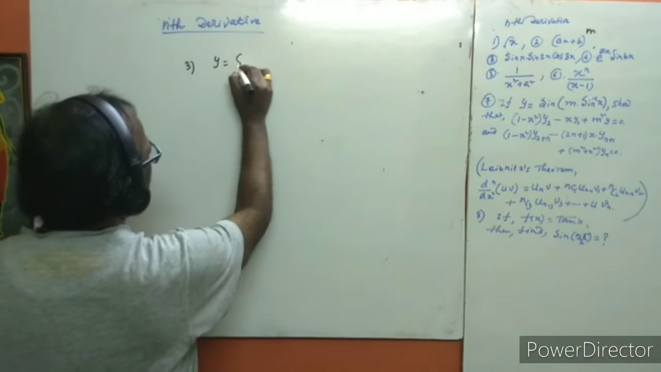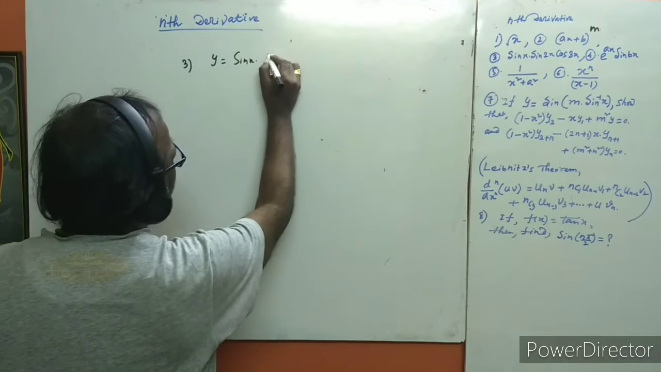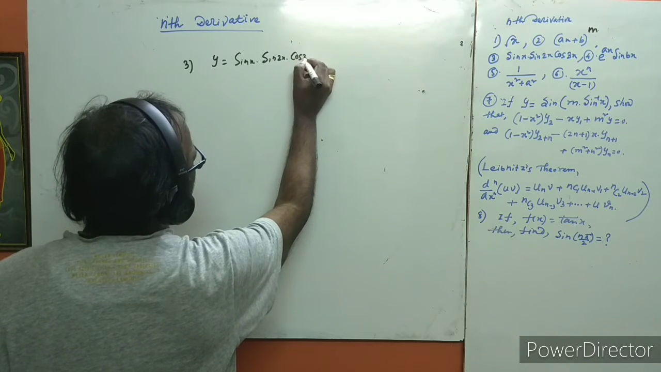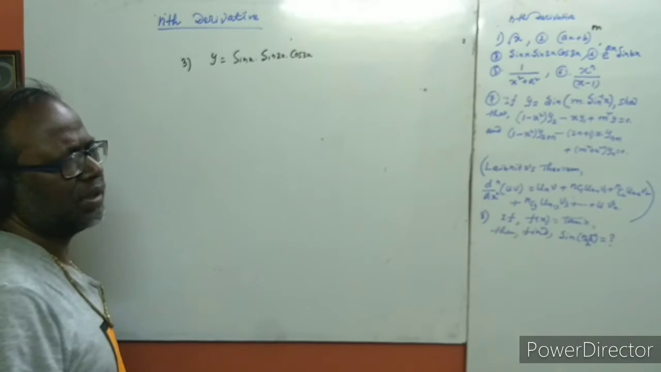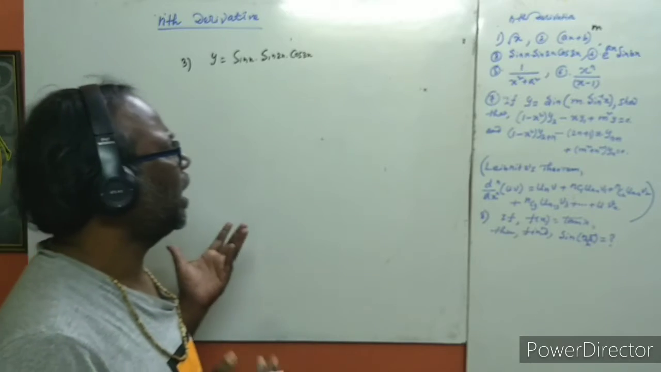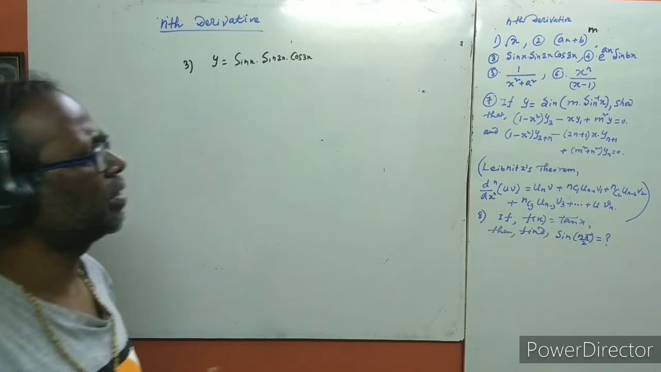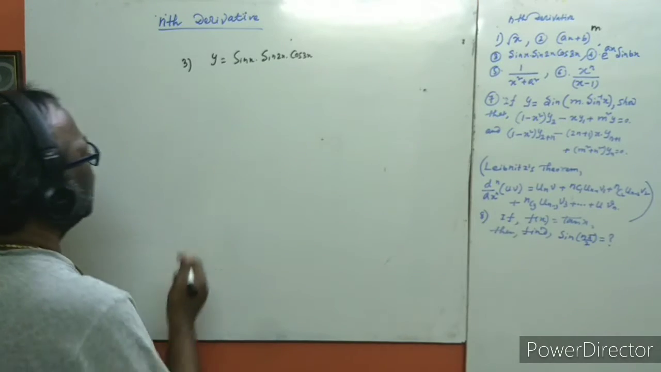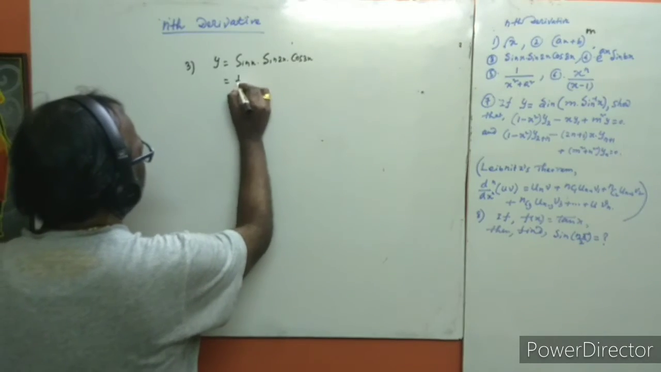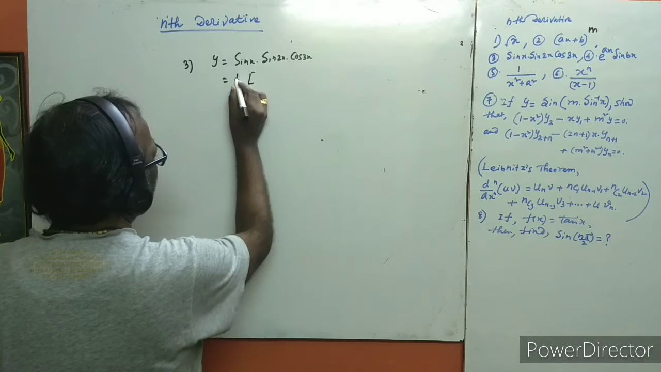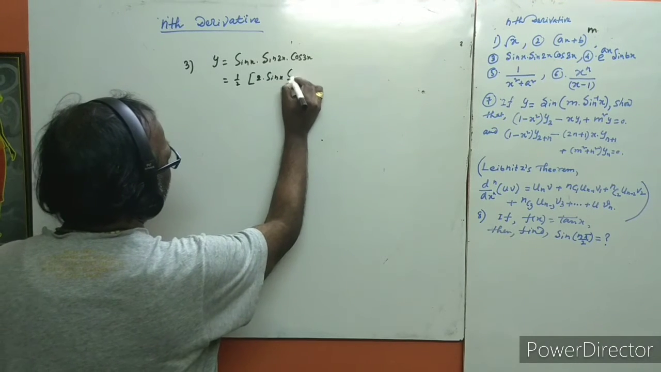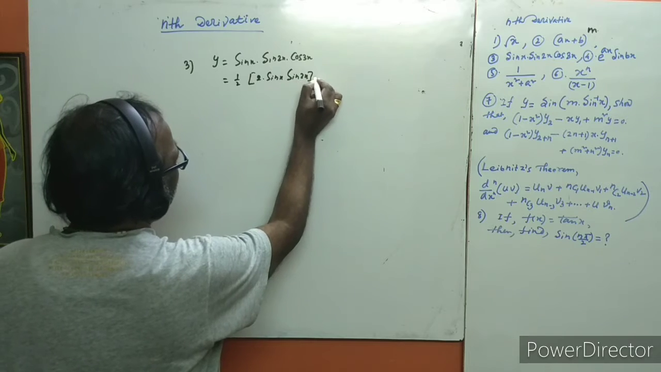y is equal to sin x sin 3x cos 3x. For this trigonometrical function, you always arrange in an addition pattern. There is a product, but we should always arrange in addition pattern. So we have a system from the sum and product pattern. Okay, now we have left here 2 into sin x sin 3x here and cos 3x.